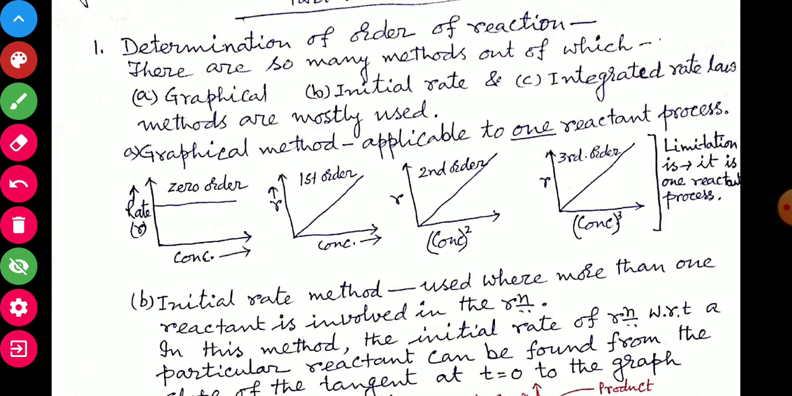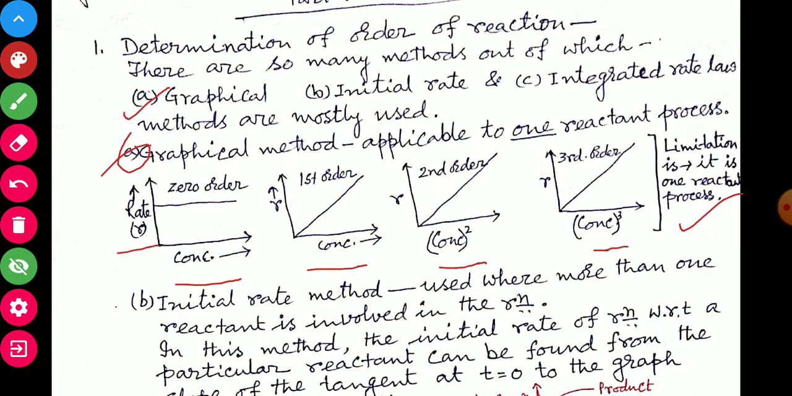used. A. Graphical method, which is applicable to one reactant process. For zero order, the graph of concentration versus rate is a line parallel to the concentration axis. For first order, second order, third order, the graph has increasing slope. The limitation is that it is a one reactant process.